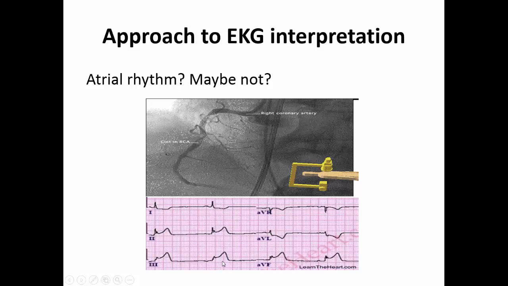If we count the number of big blocks between the QRS complexes, we get 1, 2, 3, 4, 5, 6, over 6, so heart rate's in the 40s, and that's going to be typically a ventricularly initiated rhythm, or some type of a low nodal rhythm.